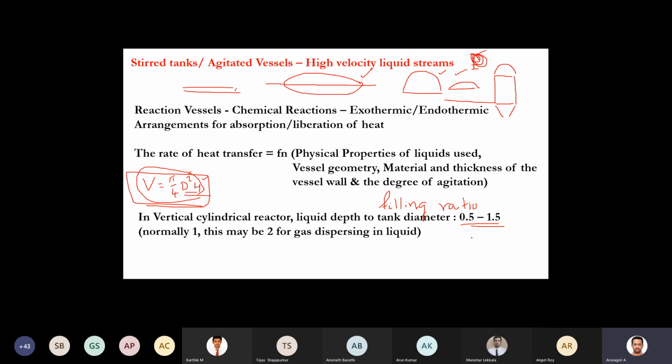Normally we will take it as 1, which means H is equal to D, for liquid systems. If you have mixing of different things, or if you disperse gas in the liquid medium, in such cases it has to be more than this value. So you can fix this filling ratio accordingly.